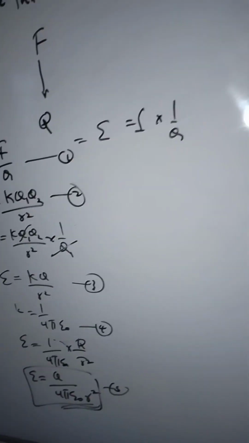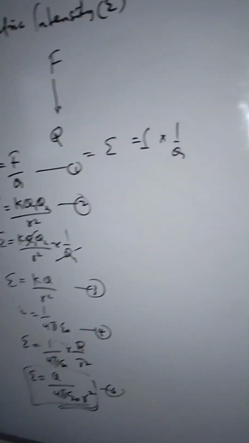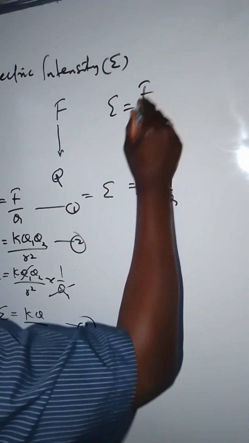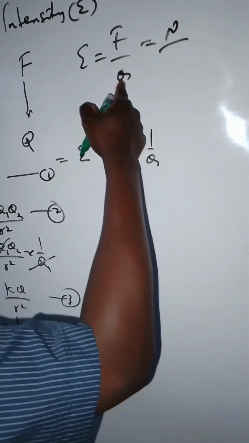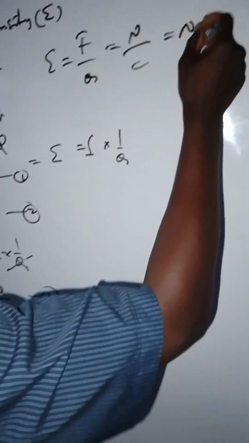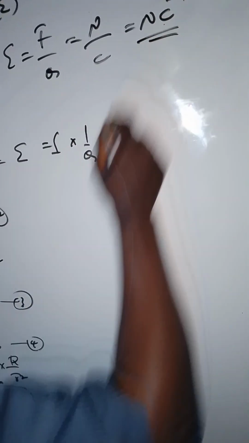In a nutshell, that is electric field intensity from the formula. What is the SI unit of electric field intensity? Remember, E is equal to F over Q. What is the unit of F? Newton. What is the unit of charge? Coulomb. So the unit is Newton per Coulomb, as the case may be.